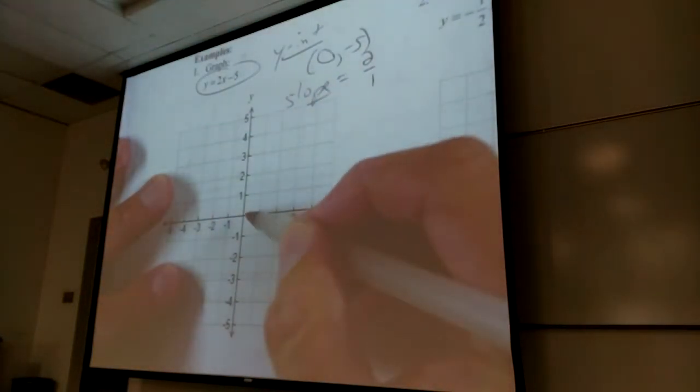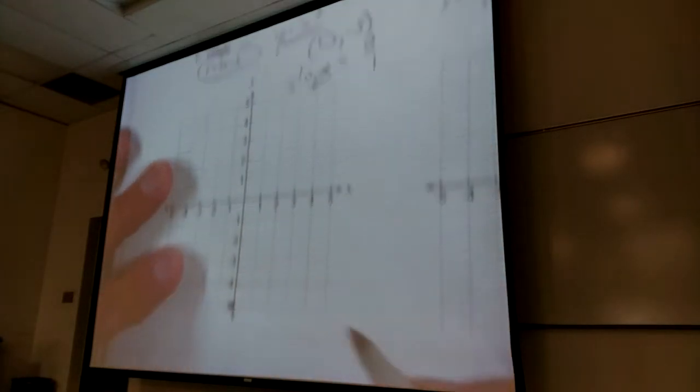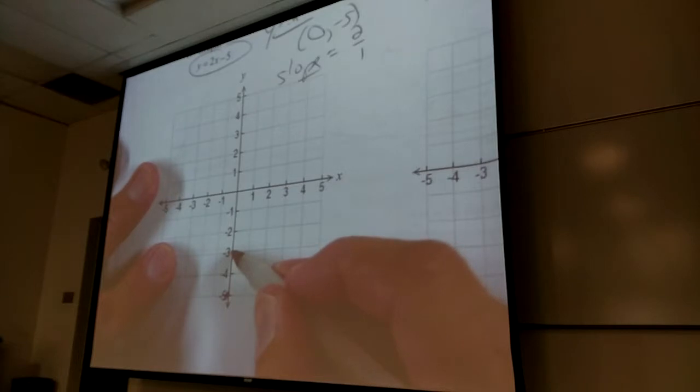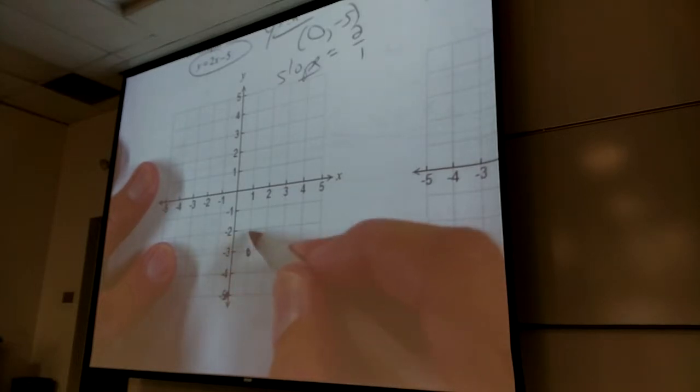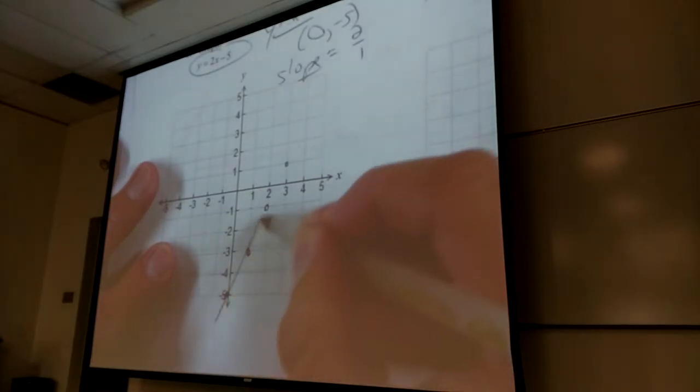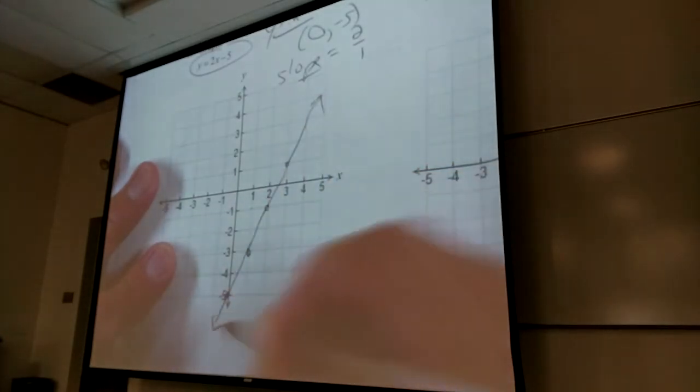So I start at 0, negative 5. And I go up 2 over 1. Up 2, over, up 2. As much as you want. Yeah, that's enough. Ooh, that's pretty good for me.